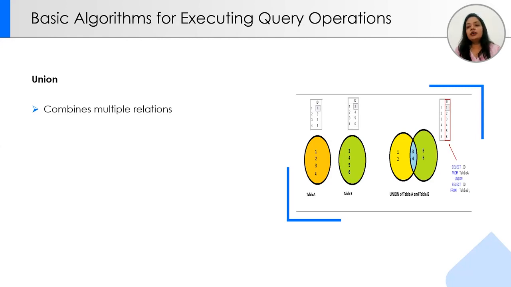Then comes union. It combines multiple relations in the table. You can use set union, where there is a set of tables as you can see in the image. It also helps in eliminating duplication. So if there is duplicated data, it can help in getting rid of it.